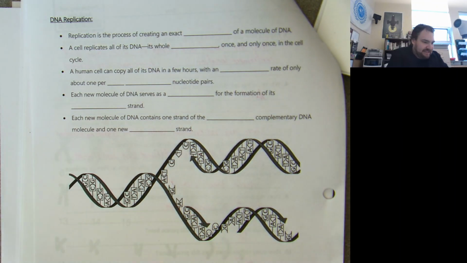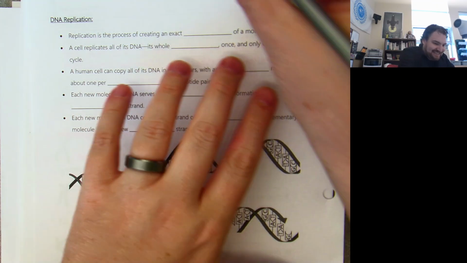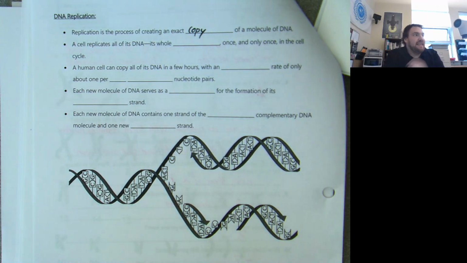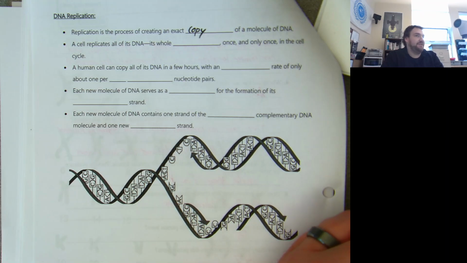So, DNA replication is the process of creating, hopefully, an exact copy of a molecule of DNA. That's the goal. You want the DNA to be identical to what came before it. If it's not, you have a problem, because now the DNA is no longer the DNA of the organism, right? And we said there was something in the neighborhood of 3 billion nitrogenous base pairs? So in a copy of 3 billion things, you want 0 mistakes.